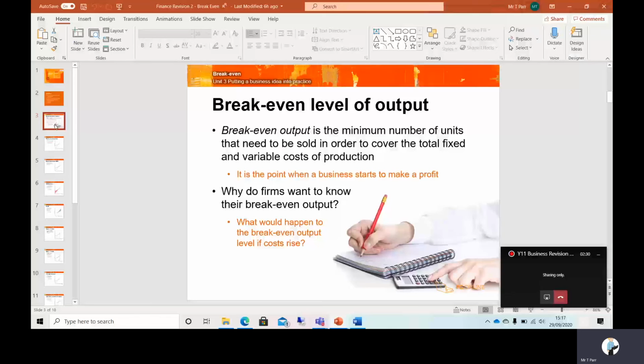Okay, why is it useful? Well, let's say you want to borrow some money from a bank in order to start your business, and you want to go to them for a loan, and so you do a business plan, and you'll say, okay, well, we predict our break-even level of output is going to be 1,000 units. Okay, so if we sell 1,000, at which point we will be making money.